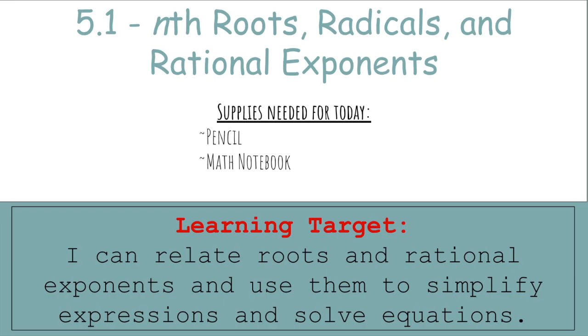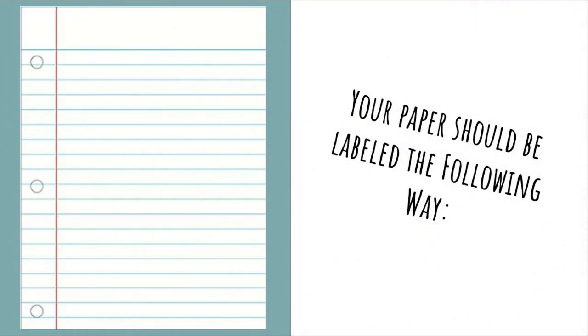Our learning target for today: I can relate roots and rational exponents and use them to simplify expressions and solve equations. I realize that we are not in a classroom, but if you are an organized person like me, I would want to continue to label my notes the same way that we've been doing it, just to stay organized. So our heading for your notes for this section is 5.1, nth roots, radicals, and rational exponents. Now would be a great time to pause this video to give yourself a chance to write down the heading of your notes. Otherwise, we are going to continue to move forward.